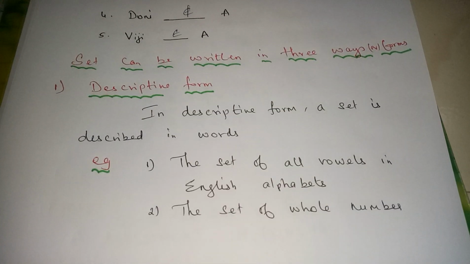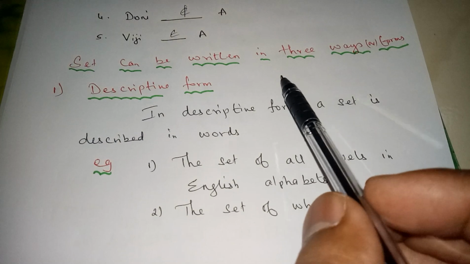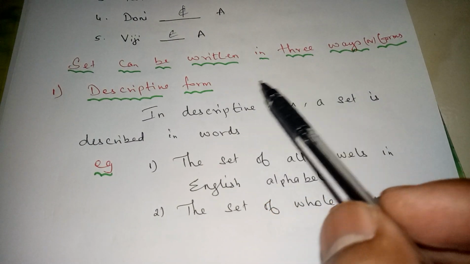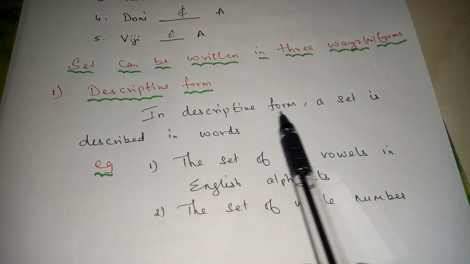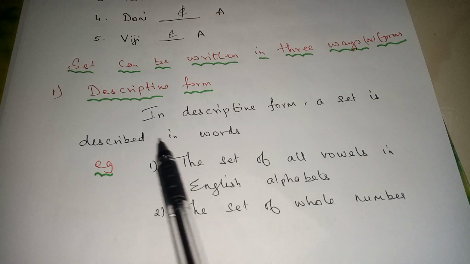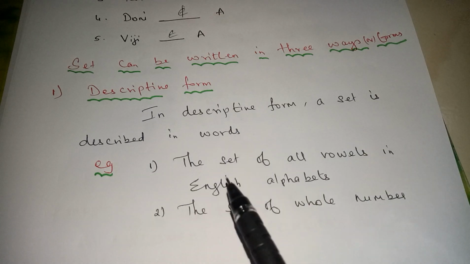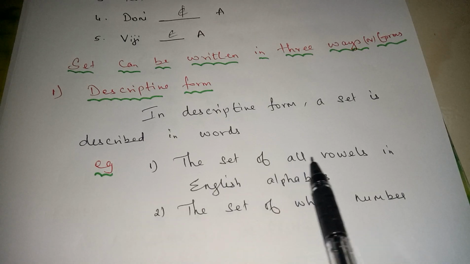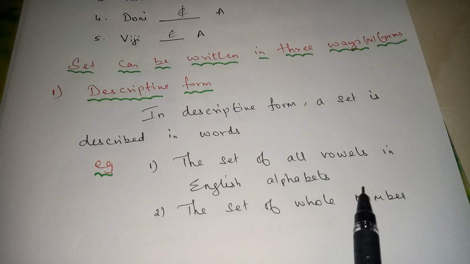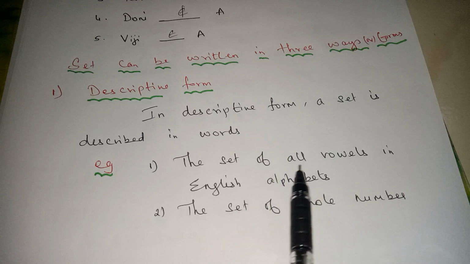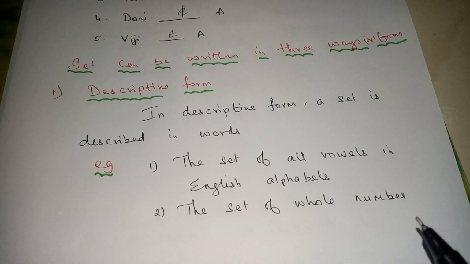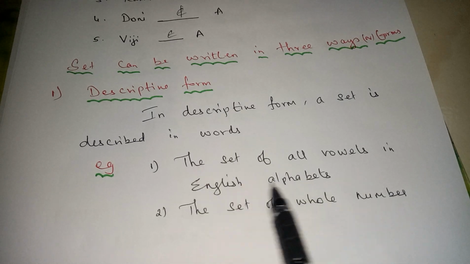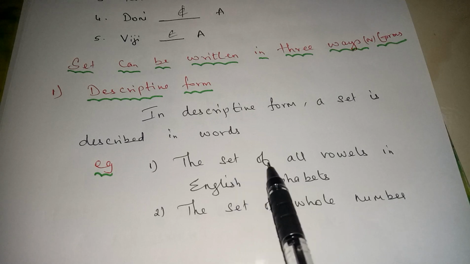Now we'll go to the different forms of a set. The set can be written in different forms. The first form is descriptive form. In descriptive form, a set is described in words. For example, the set of all vowels in the English alphabet. We know what a vowel is. Another example, the set of whole numbers. You know what a whole number is? That is also a set. So this kind of wording is called descriptive form.